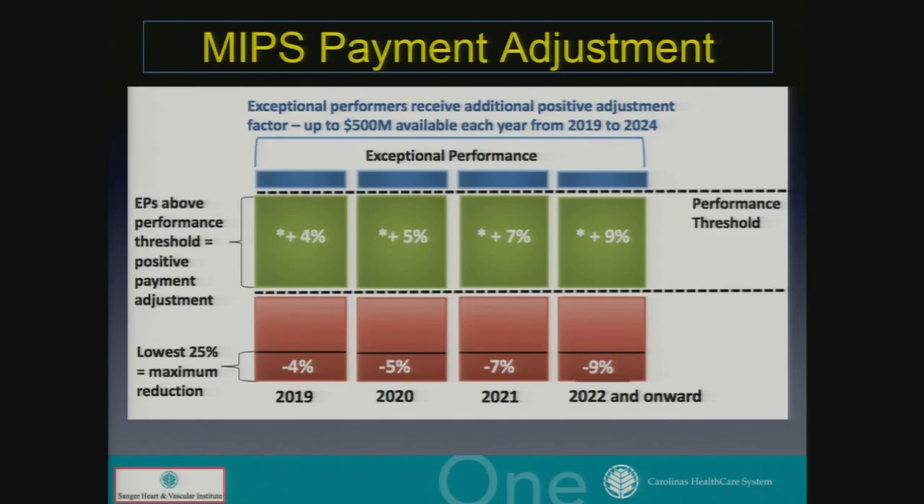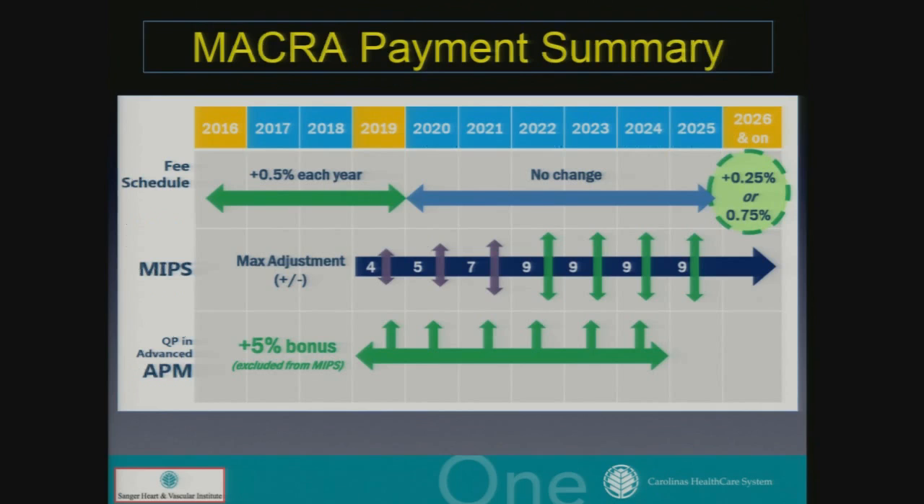This is what it looks like, again, graphically, a 4% increase or a 4% decrease up to that in year 1. And you can see by 2022, 9% will be at play based upon clinical performance. So just to put this all together, this is kind of the money slide, literally, in terms of what this MACRA legislation looks like over the course of the next few years.